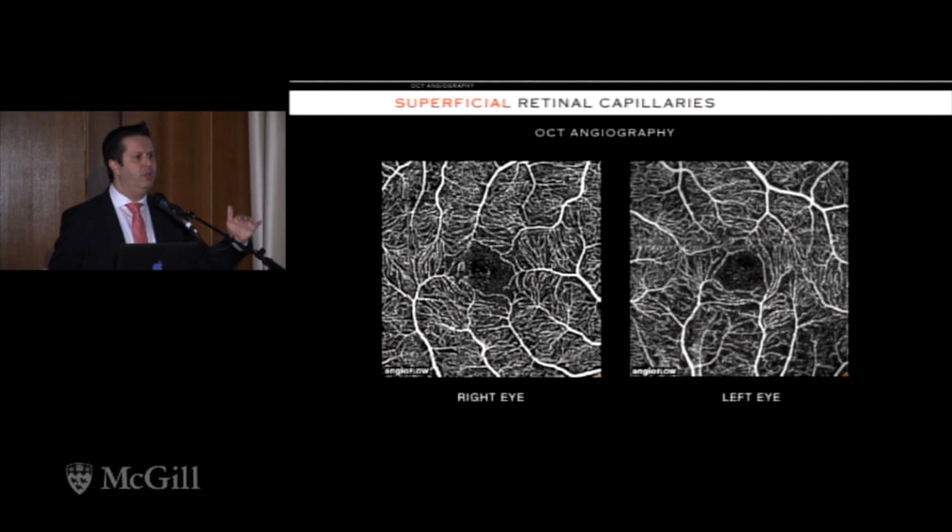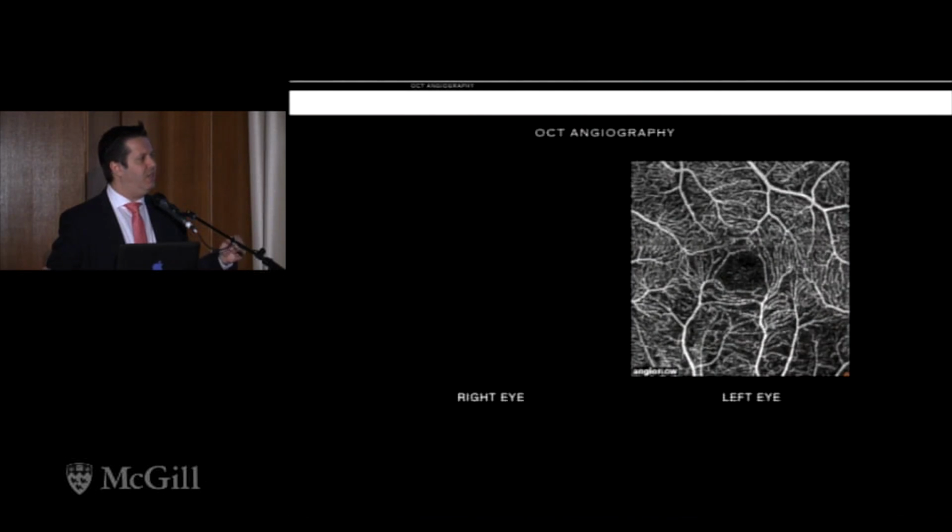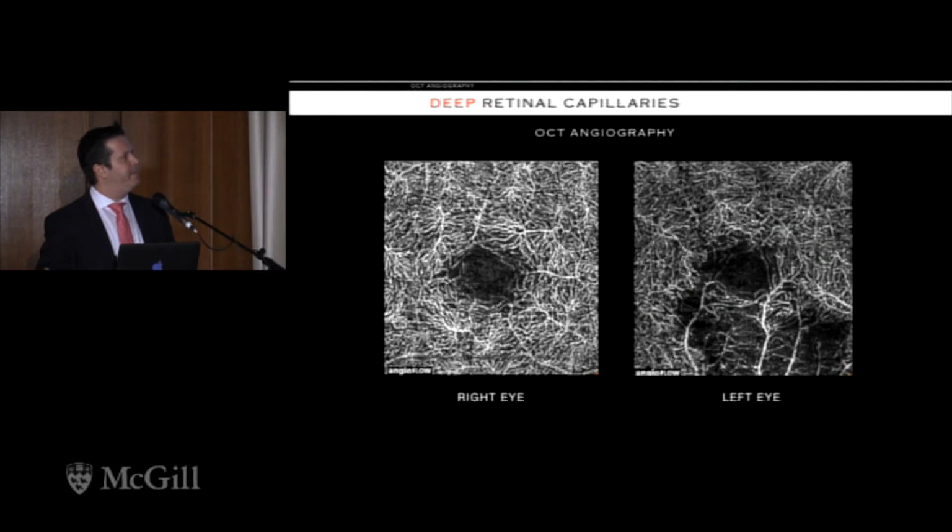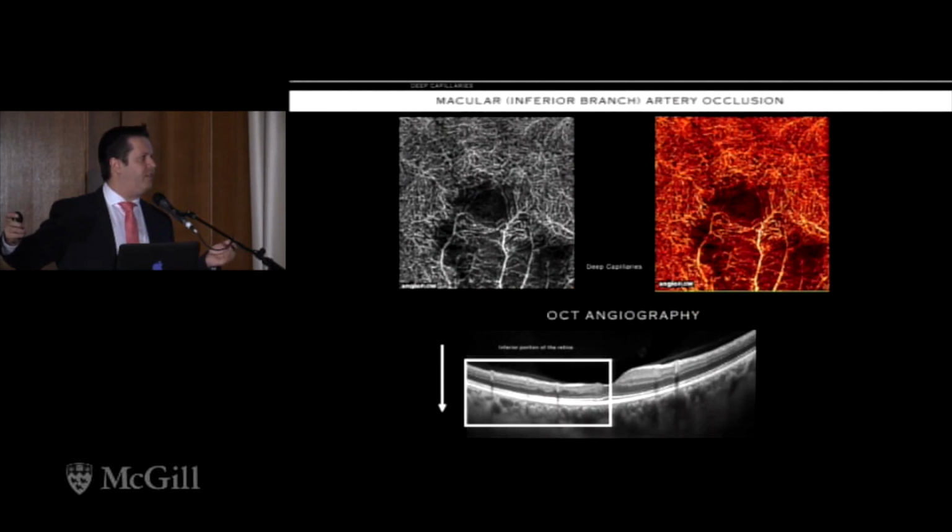So what did we do? We went into the deep capillary plexus, and this is what we found. It correlates very nicely. The patient complained of decreased visual acuity in the left eye, although the vision was 20/50. There was nothing else to explain this in the patient, and we decided to go ahead with a further evaluation.